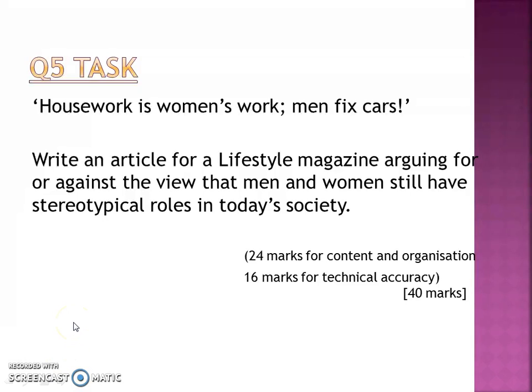Okay, so here's your go now. Take this away with you and have a look at how you would write this. Now remember, you're looking for a side and a half.